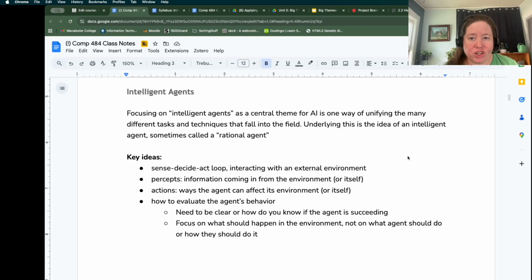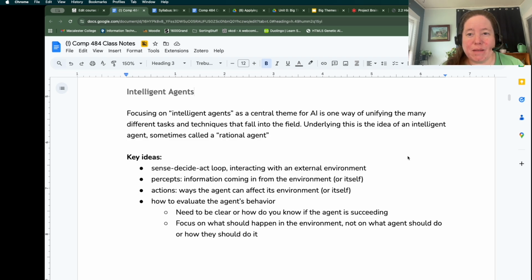So each intelligent agent exists in an environment, and it goes through, in some sense, a sense, decide, act loop, which can run slowly or quickly depending on the task and the environment. But fundamentally, the agent gets some information from the environment. We characterize this as perceptions, sensory data of some kind. It can include information about itself and its own state, but it can also be just external information coming into it from its environment. It has actions that it can take that will impact that environment.